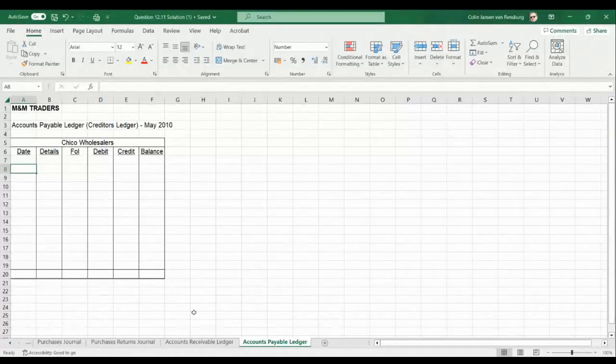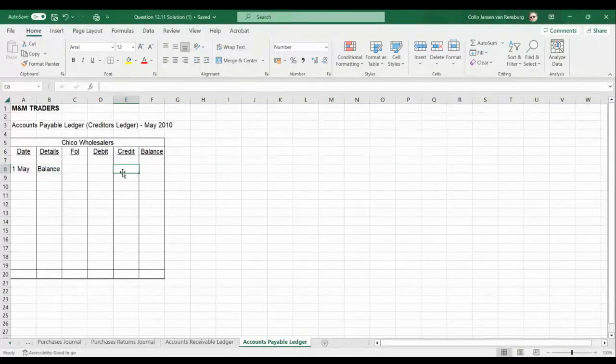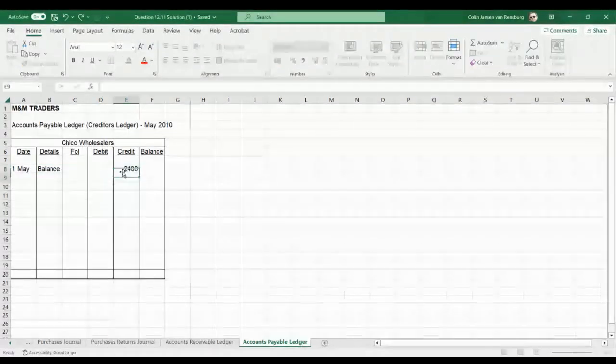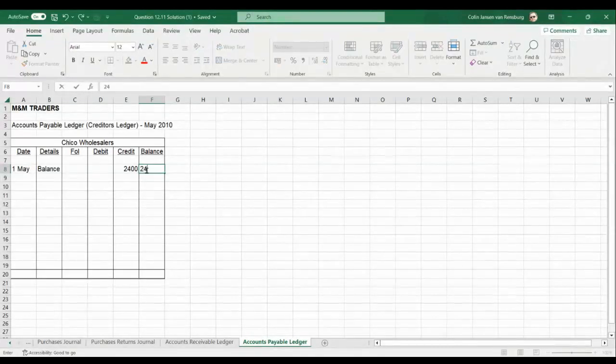We don't know what the opening balance was, but just for illustration purposes, let's give it an opening balance on the 1st of May. That is an opening balance that we've brought forward. We won't have a folio. Because it's an accounts payable, we won't have a debit balance. It's going to have a credit balance. So let's say our credit balance was 2,400. Let me just put that in.